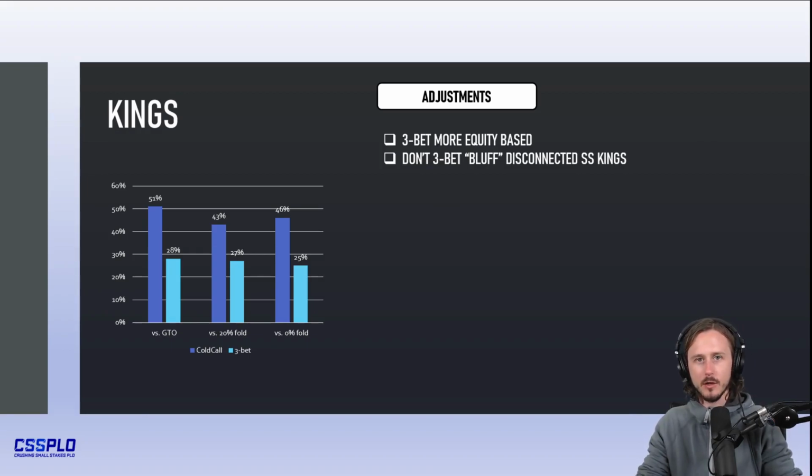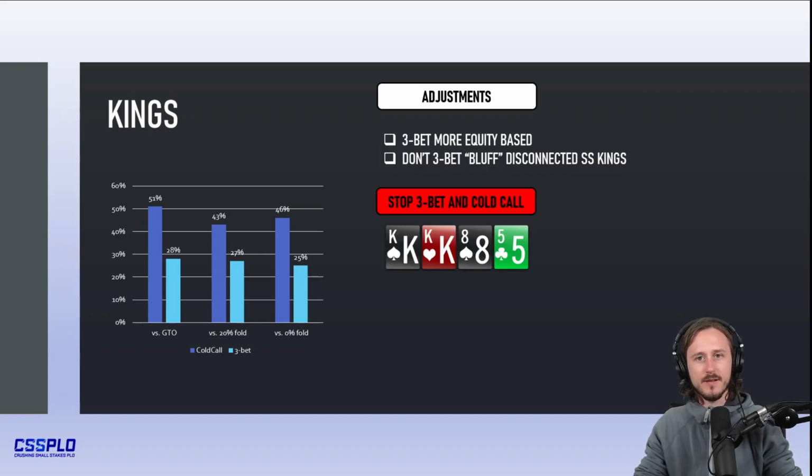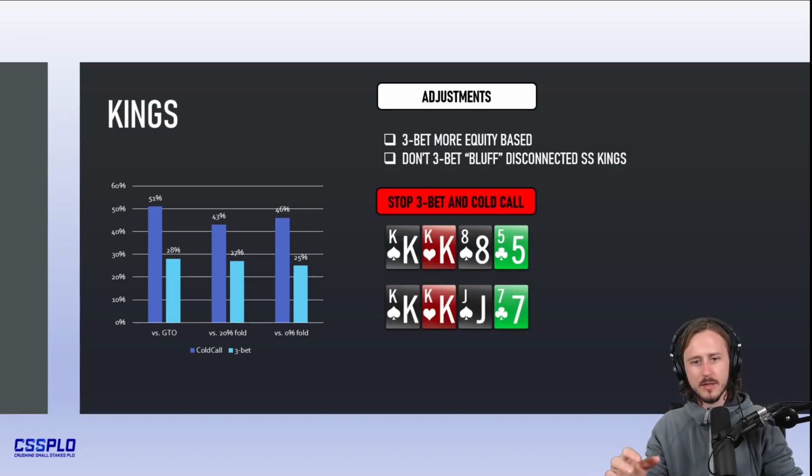Now again, not all of you might recognize these hands, and many of you will simply always call these hands. But for those of you who have studied the situations and know that we are capable of using some of the kings as a 3-bet bluff here to generate fold equity preflop, not having to pay the rake. These are kings like king-king-8-5 single suited and king-king-jack-7 single suited. Now these kings, we should stop 3-betting now and start cold calling.